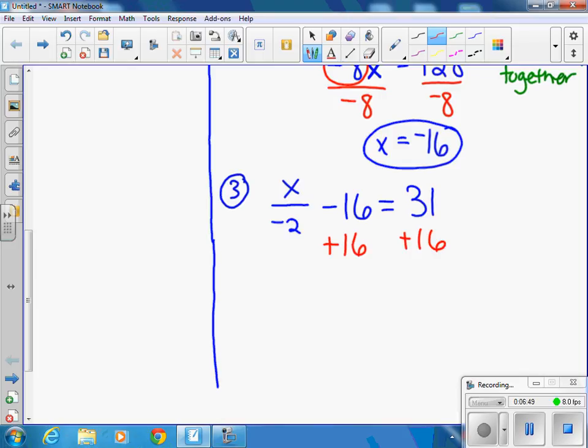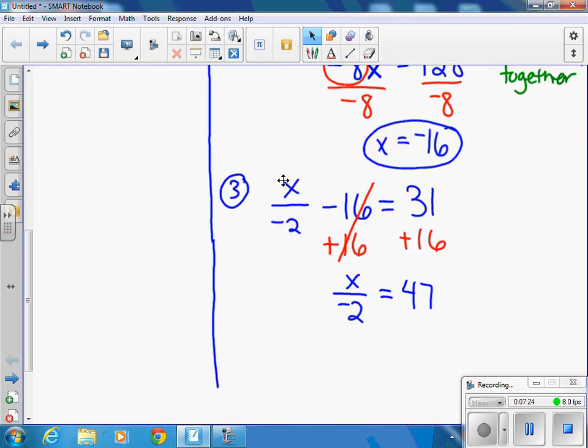Again, x and negative 2, even though they're on top of each other, they are there together. They're together in our little slasher movie analogy. Negative 16, he's the one that went off to find out what that noise was. So negative 16 plus 16, they cancel out. So I'm left on the left-hand side with just x over negative 2, which is the same thing as x divided by negative 2. Again, keep my equal signs lined up. And then I have 31 plus 16 gives me 47.